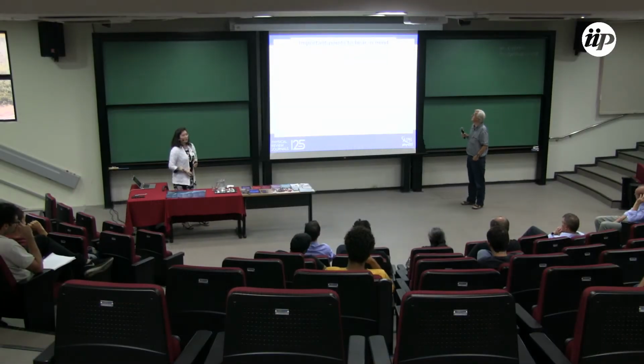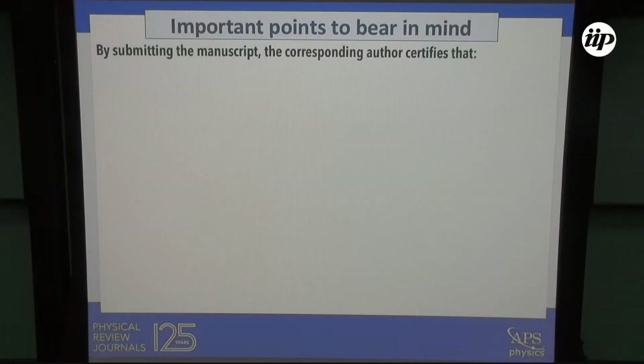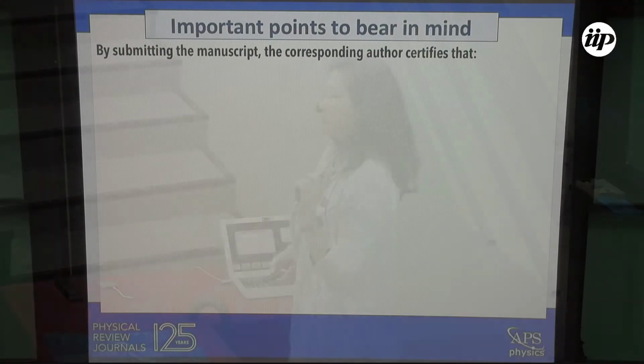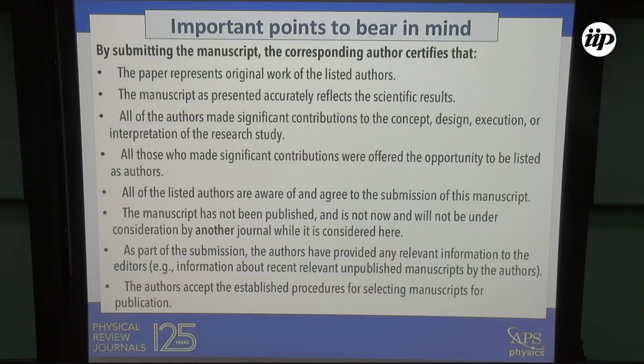So, important points to bear in mind. I don't mean to beat a dead horse, but these are all very important things. By submitting this manuscript, this is what the corresponding author certifies. The corresponding author has a very important job, and certifies that the paper represents original work by the listed authors, is presented accurately, reflects the scientific results. All the authors make significant contributions. Again, here it comes back to authorship.